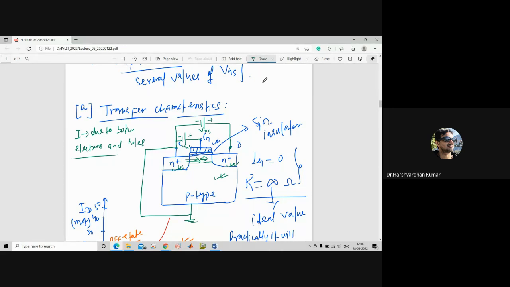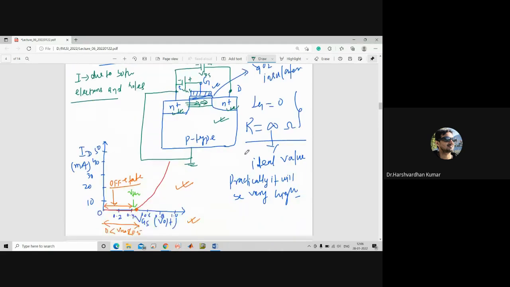So what happens if the channel forms? Here, the direction of this field is horizontal, right? Horizontal means this one, or vertical you can say this one. This is the horizontal.